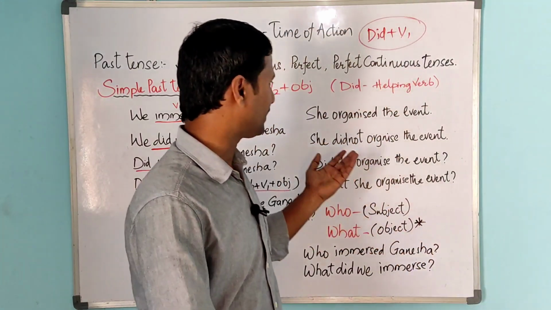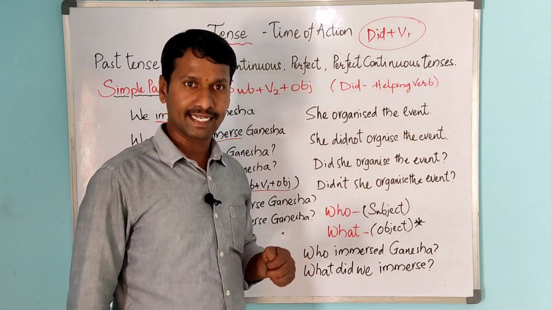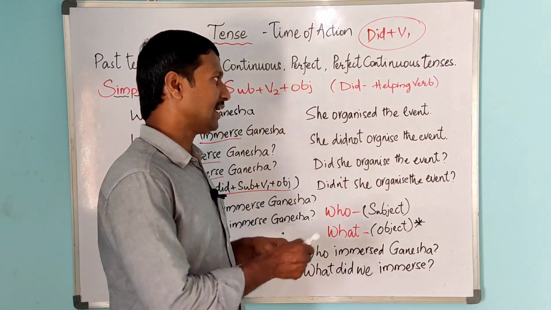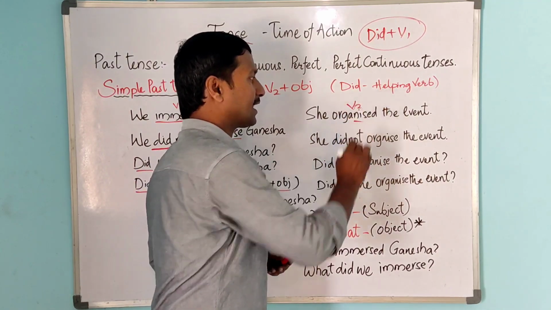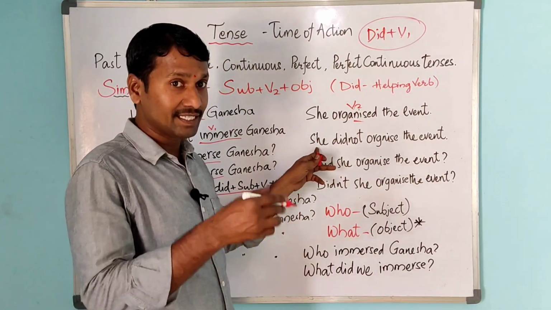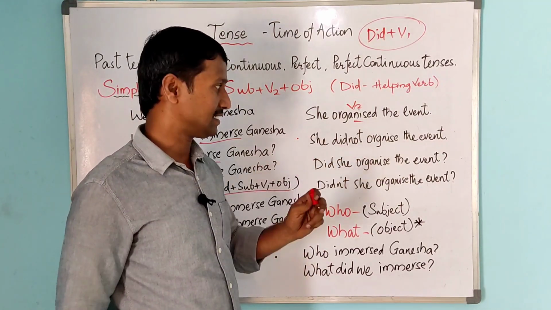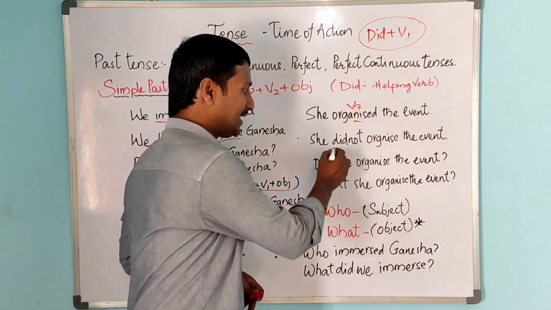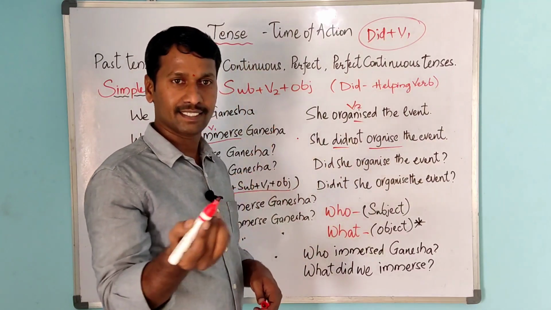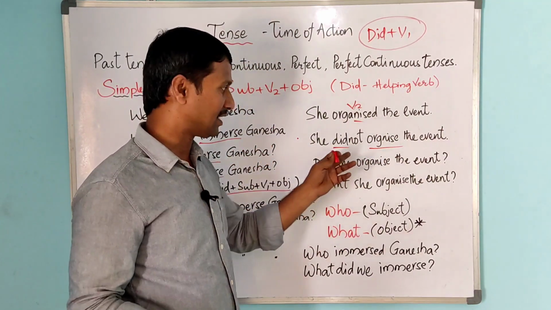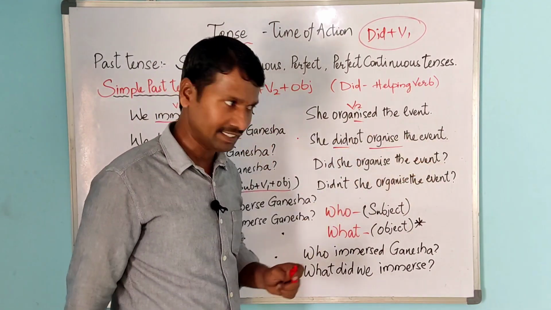If you see another example here: she organized the event. She is the subject here and organized is the verb. This is the second form of the verb. And when I make the sentence negative, now it is she did not organize. Here did is there, that's why organized changed into organize. V2 changed into V1 because of did here. So, she did not organize the event.